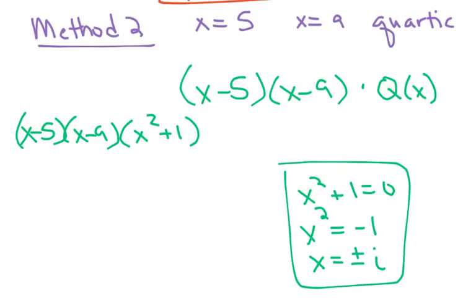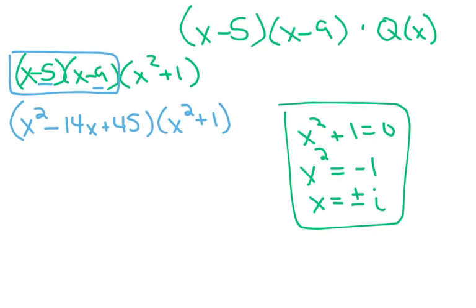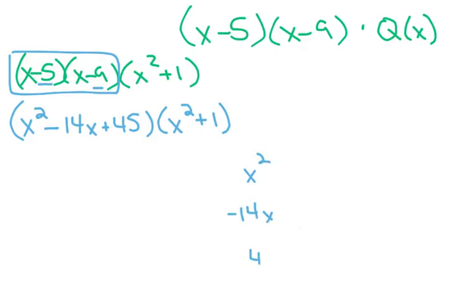Okay, so now we're going to multiply this out to find out what the quartic function is. I'm going to multiply these two together, and I'm going to do the shortcut. It's going to be x squared. The middle coefficient is going to be the sum of these two numbers, which is negative 14. And the last number is going to be the product of those two numbers, which is 45. Now, to finish off my multiplication, I'm going to use the box method because I'm less likely to make a mistake. So I've got x squared, negative 14x, and 45.